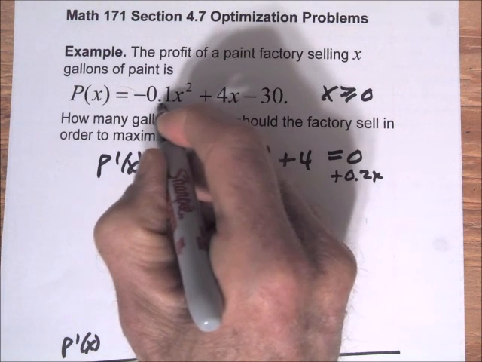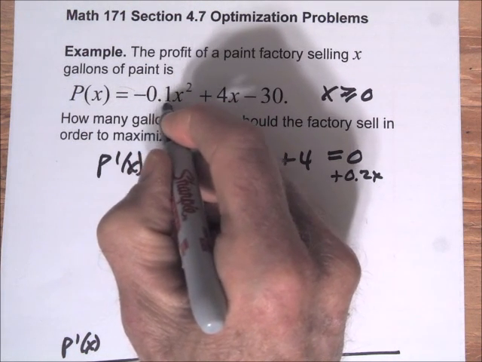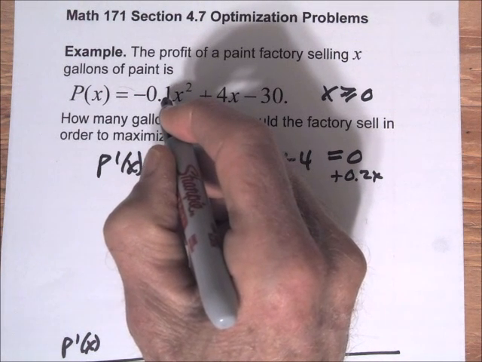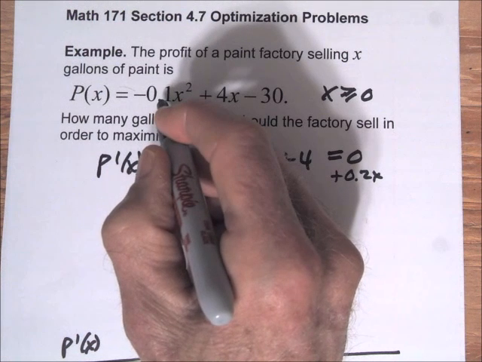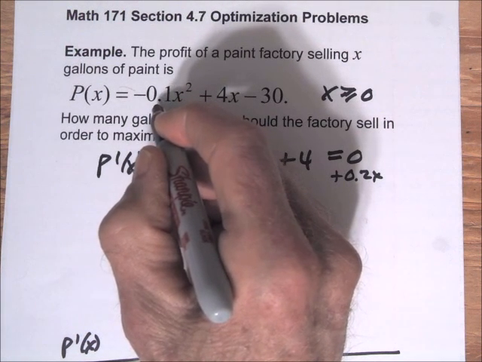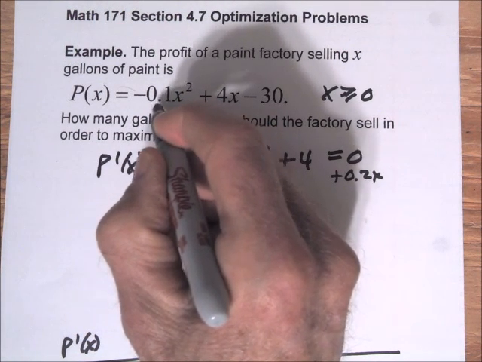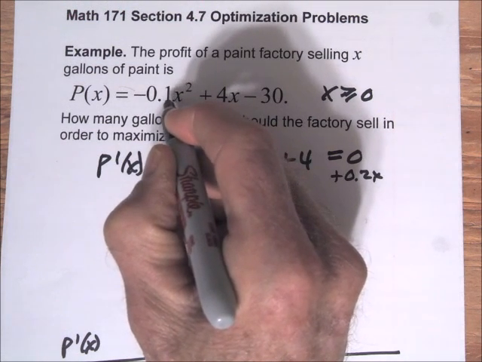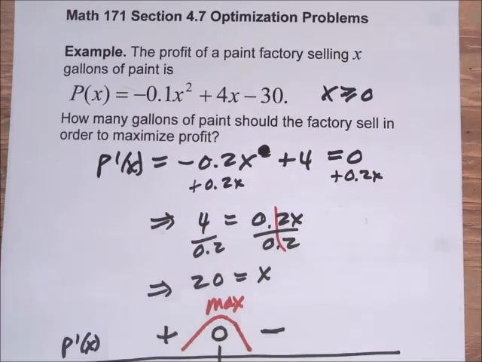a decrease in the profit due to loss of efficiency or maybe overtime. If the factory is trying to produce more paint than is optimal, maybe they have to pay overtime or something, the profit starts to go down. So this is what that term represents.